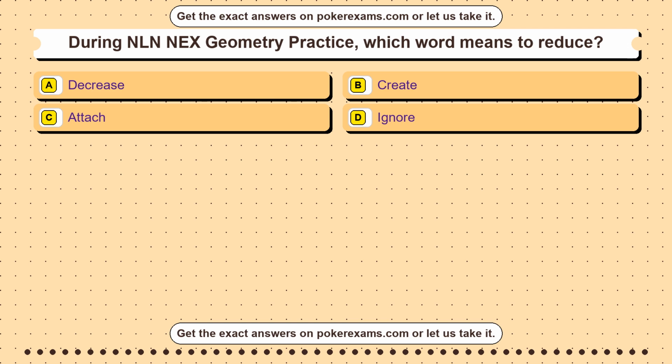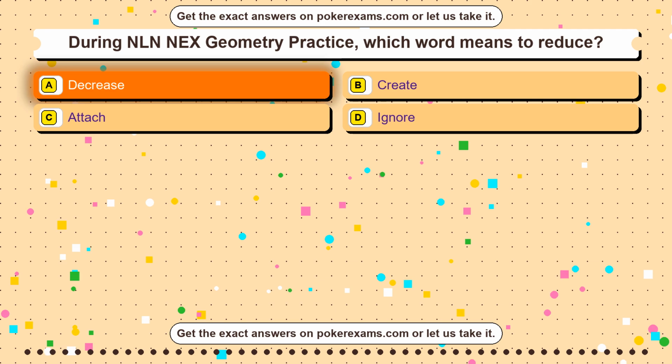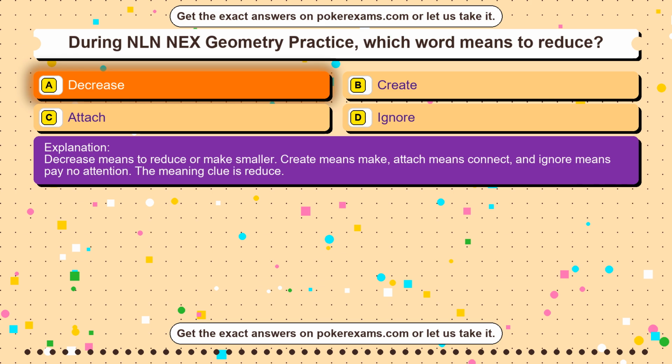Question 1. During NLN NEX Geometry Practice, which word means to reduce? Option A, decrease. Option B, create. Option C, attach. Option D, ignore. The correct answer is option A, decrease. Decrease means to reduce or make smaller. Create means make, attach means connect, and ignore means pay no attention. The meaning clue is reduce.